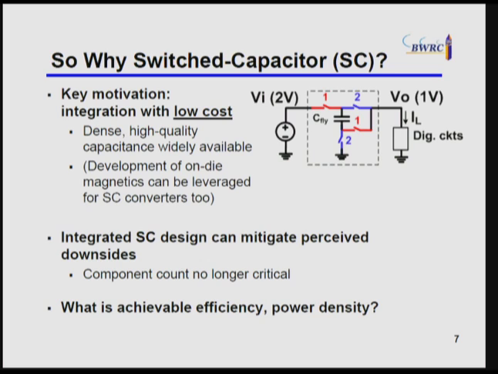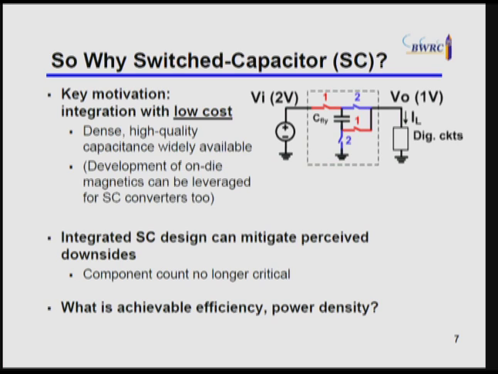Now, this is by no means to say that developing on-die magnetics is not useful. In fact, if we were able to get that into the standard mainstream flow and do that in a low-cost way, there are many ways you can utilize those inductors in something that looks like these switch capacitor topologies as well. So again, that's not to say that magnetics are not useful. This is only to say that what we're focusing on here is really the low-cost aspect. And as soon as other technologies become available, we're more than happy to utilize those as well.